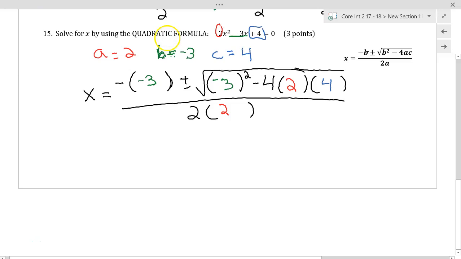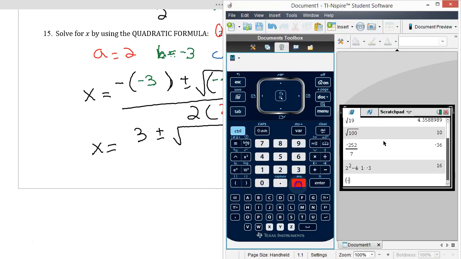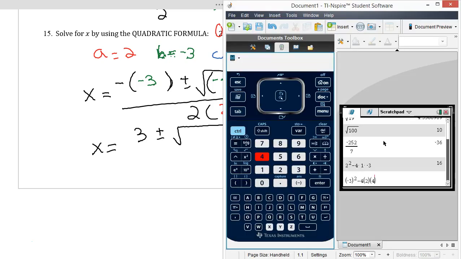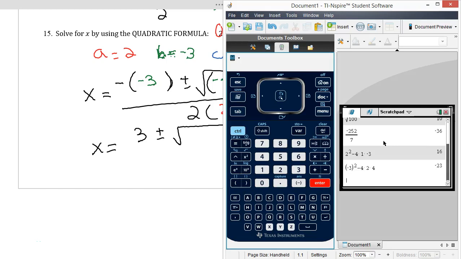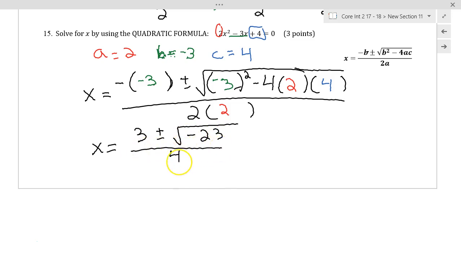So what do I have? x equals, the opposite of -3 is +3, plus or minus the square root of. Again, I'm going to type this in my calculator, making sure I have all parentheses. -3 squared minus 4 times a is 2, c was 4, right? Yeah, minus 4. Now I get -23, all over 2 times 2 is 4.